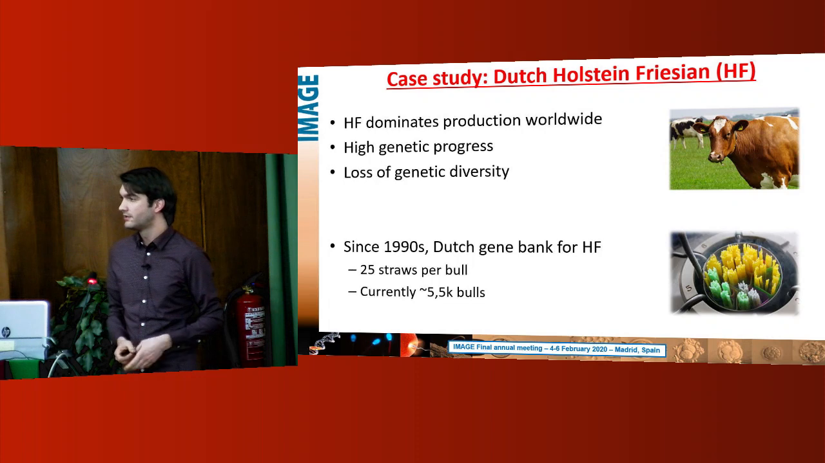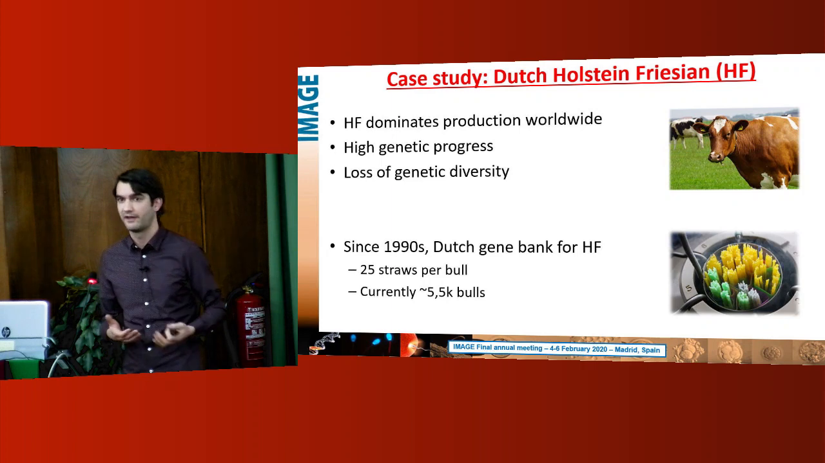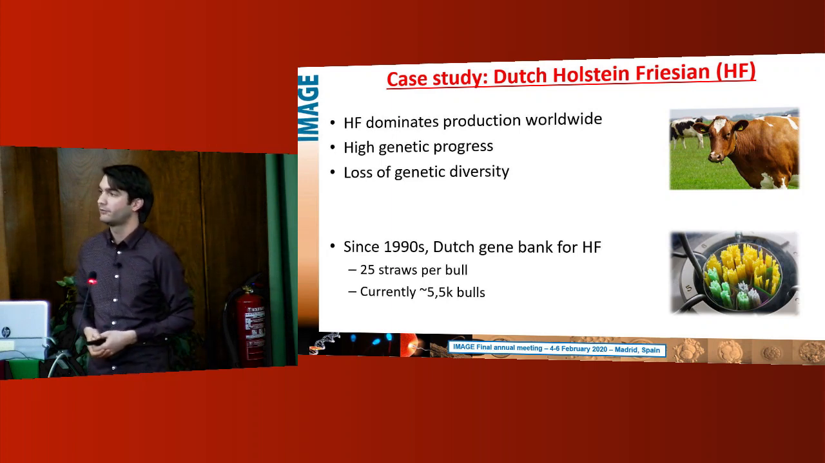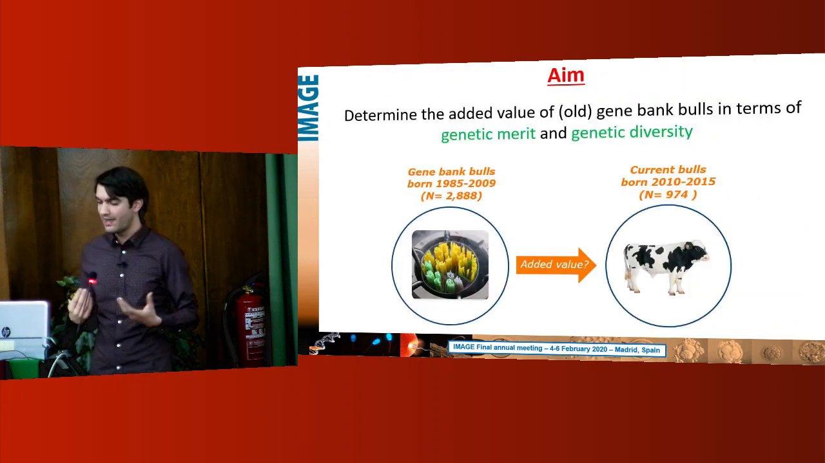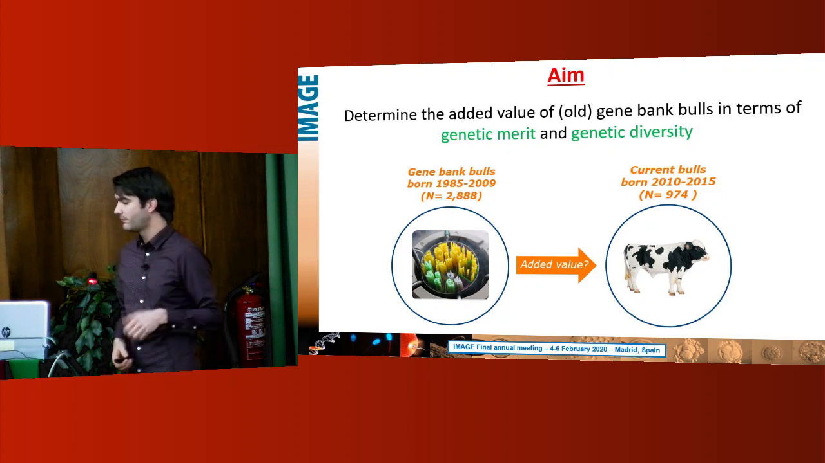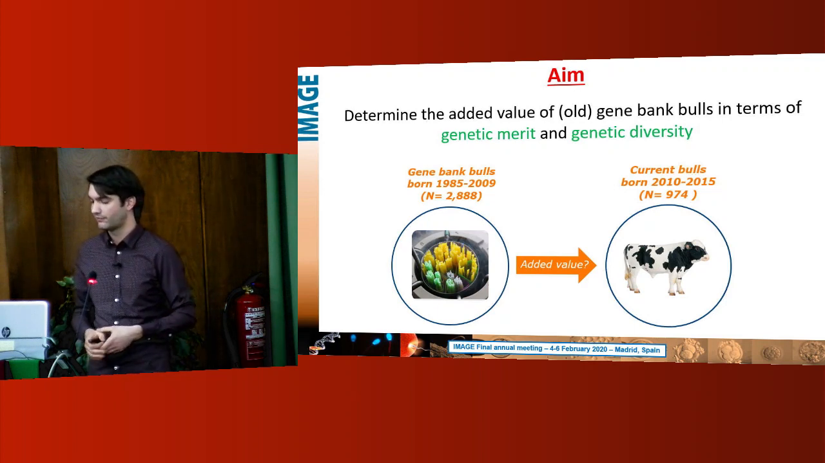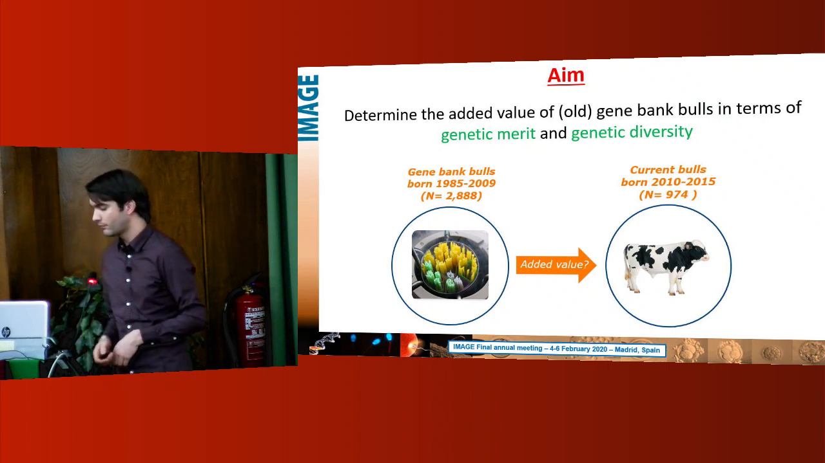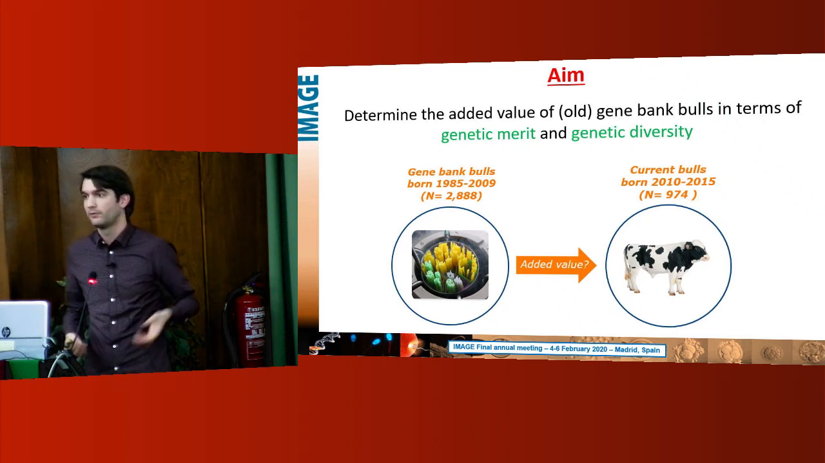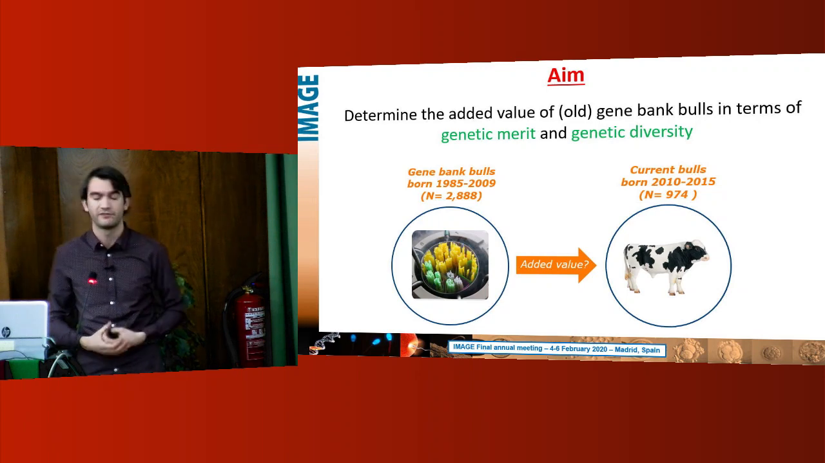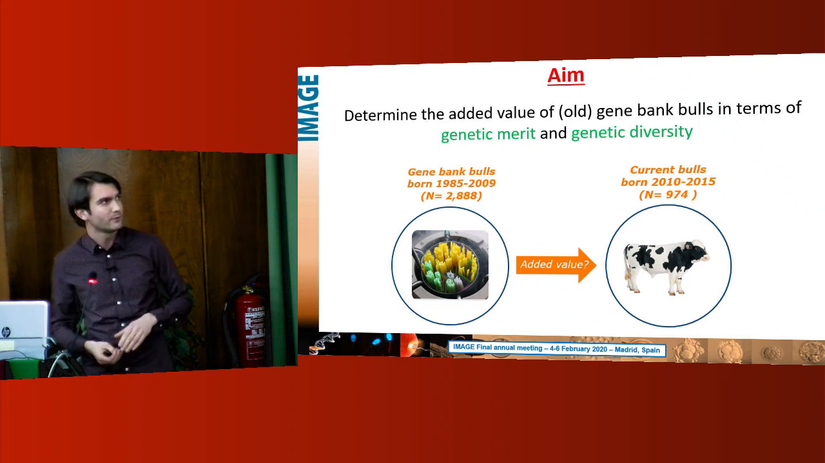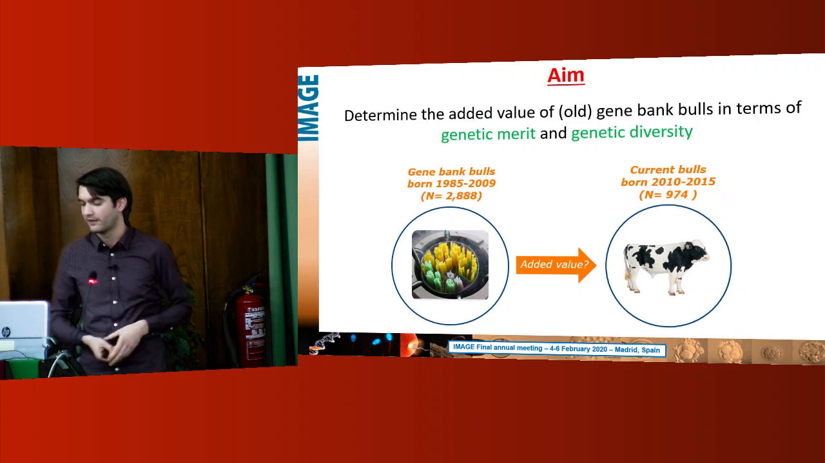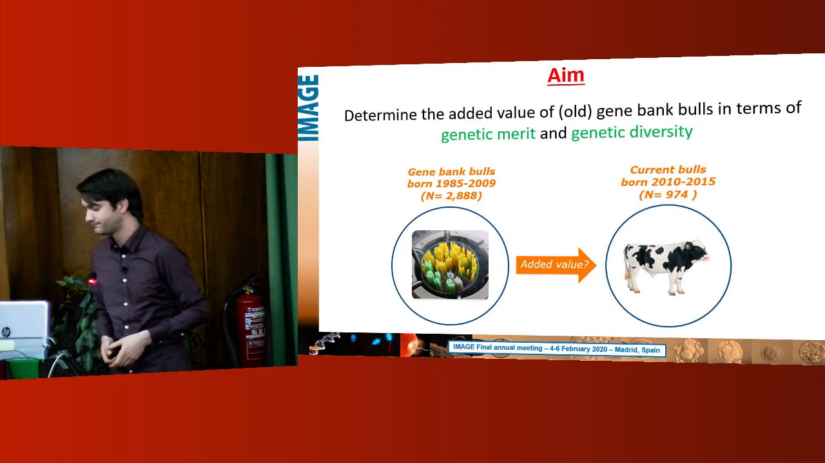Since the 1990s, genetic material of this breed has been stored in the Dutch gene bank, and currently there are around 5,500 bulls stored, with approximately 25 doses of semen per bull. As I said, the aim was to determine the added value of these old gene bank bulls in terms of genetic merit and genetic diversity. So we defined two groups of animals. On the right you see what we call the current bulls, defined as the bulls born between 2010 and 2015, and the gene bank bulls, which were bulls from the gene bank collection from before that time, for which we also had genotype data available.